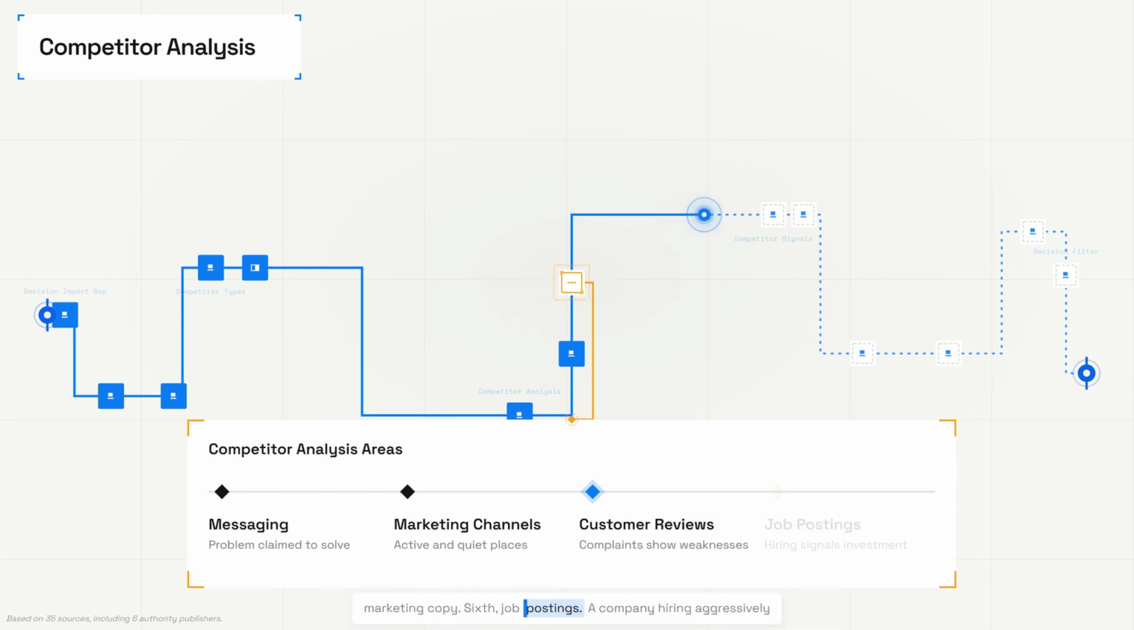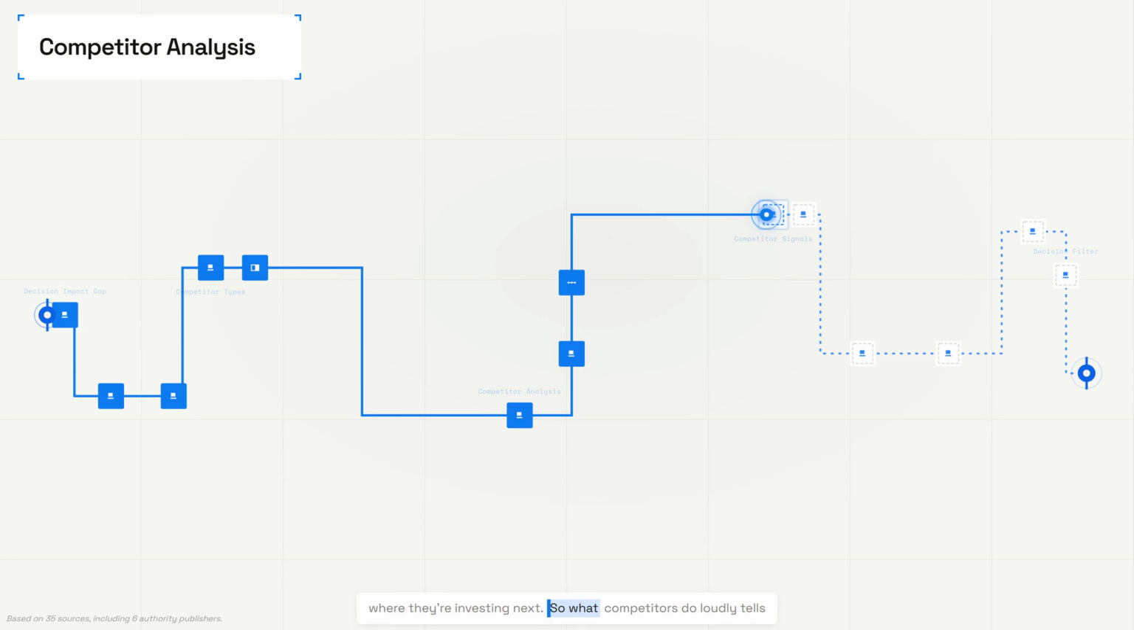Sixth, job postings. A company hiring aggressively in one area signals where they're investing next. So what competitors do loudly tells you their strategy. What they avoid tells you their vulnerabilities, and both are useful. And now this is the step that most frameworks skip. Once you have your observations, ask one question about each of them. What does this imply I should do differently? Not what does this tell me about them, what does it mean for us?